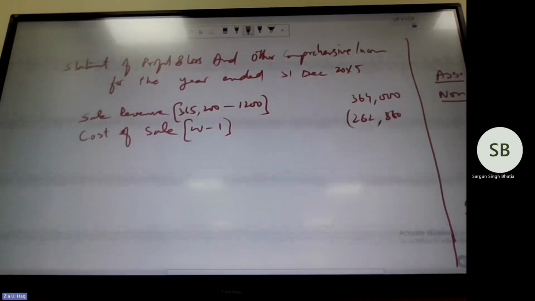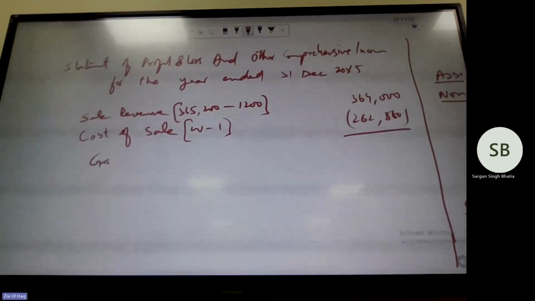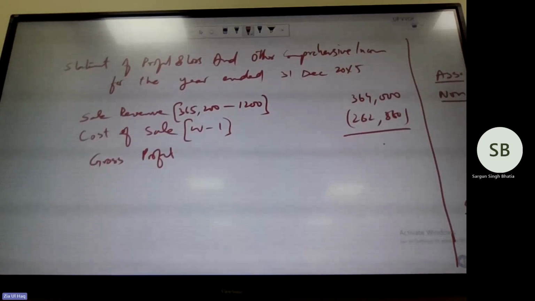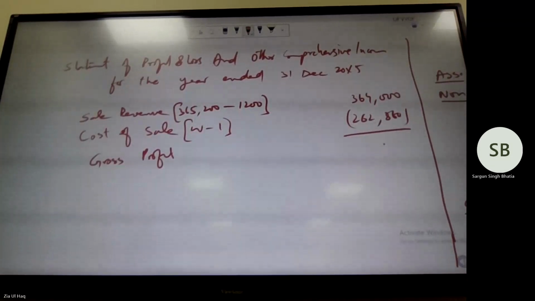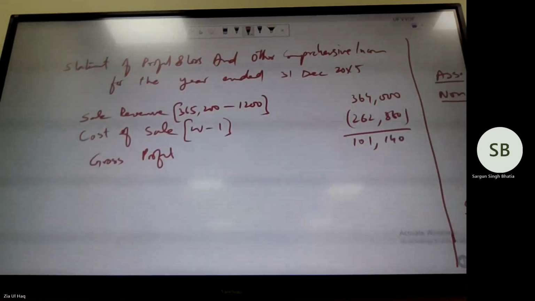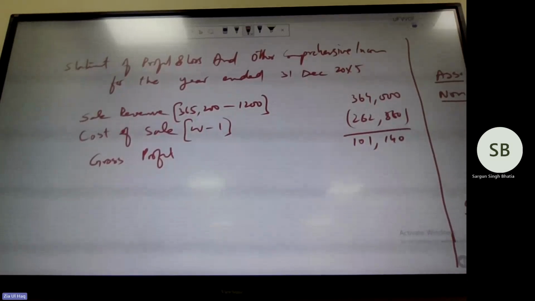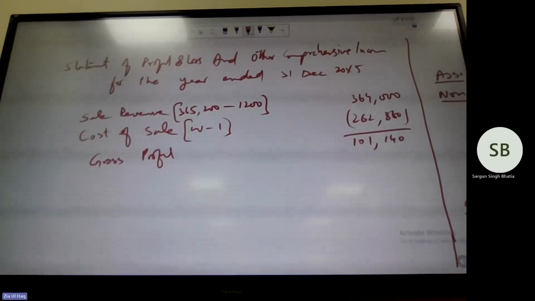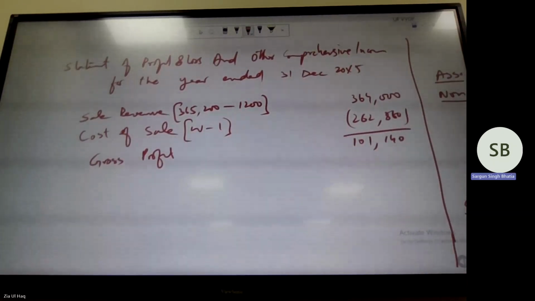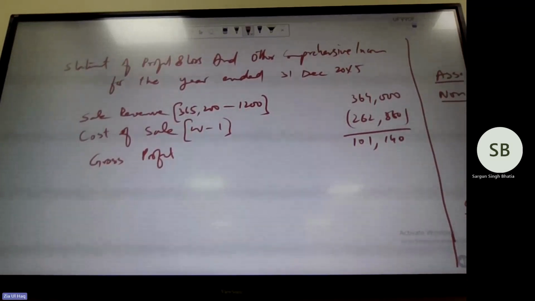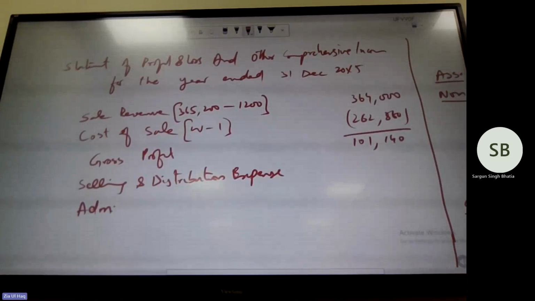So we will arrive at a gross profit. Can you provide me the figure for gross profit, please? $101,140. And from gross profit, we need to deduct selling and distribution expense, and we need to deduct administration expense.